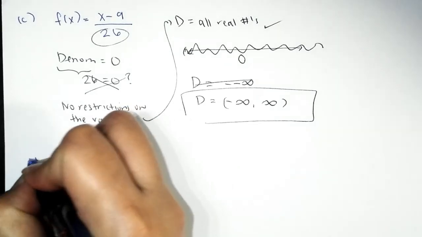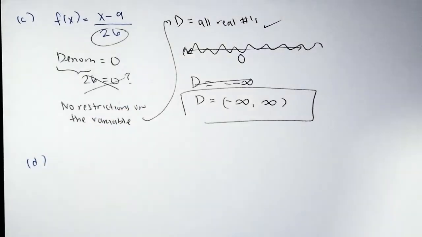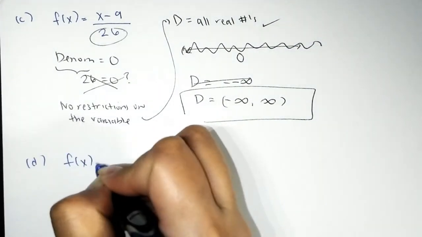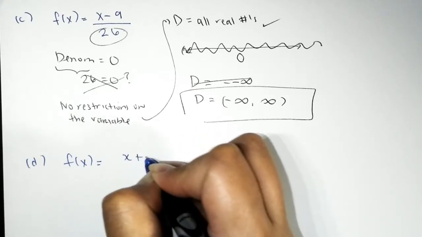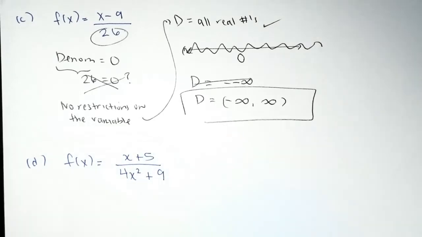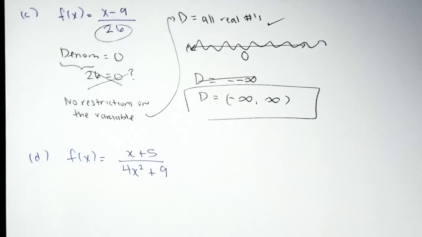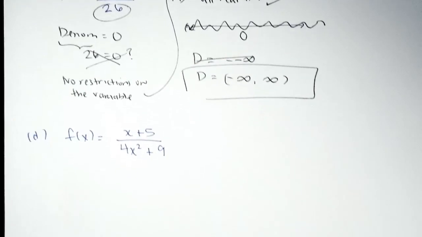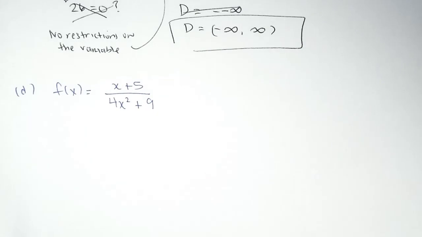Where am I? Problem D. Oh, I lost the problem. Okay. Problem D. We have f of x is equal to x plus 5 over 4x squared plus 9. Remember, the directions read find the domain of each rational function. So I'm like, domain, all acceptable x values. Oh, I have a fraction. What's the domain? Everything except for the values that make the denominator equal to 0.